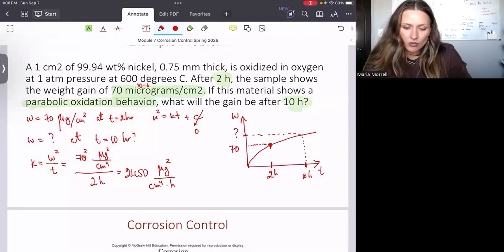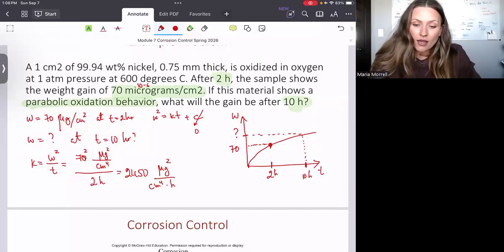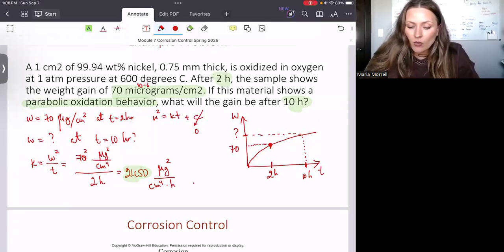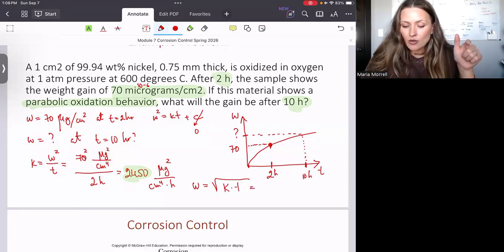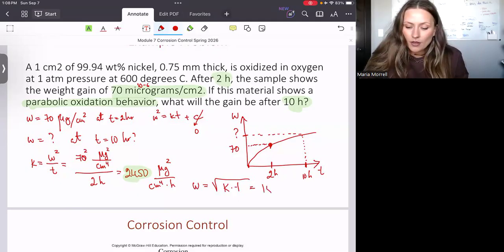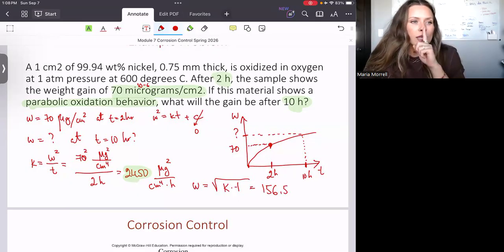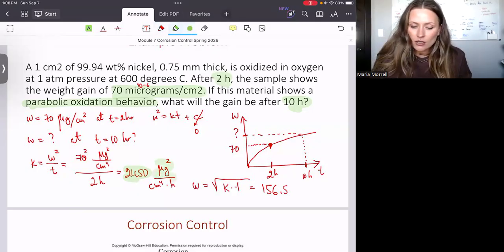Okay, moving on. What does it say there? Now that I have my K, I can actually highlight it, because I can use it. Now I can easily find my weight gain at 10 hours, because it's just going to be the square root of that number, K times T. And that's going to be just this number multiplied by 10, take the square root, and it's going to be 1.56.5. And the units, make sure that we take, now I'm looking at these units right here, right?